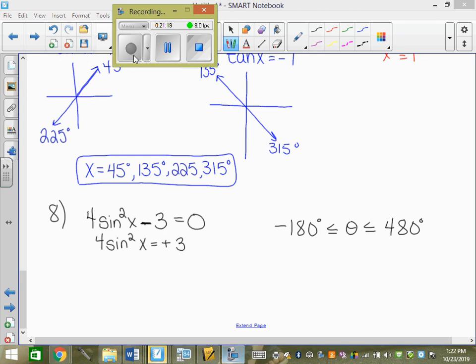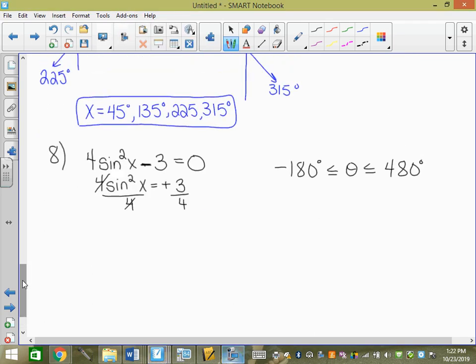Okay, so move the 3. Then we divide by 4. Okay, then we bring grade 10 back here. Sine squared x.